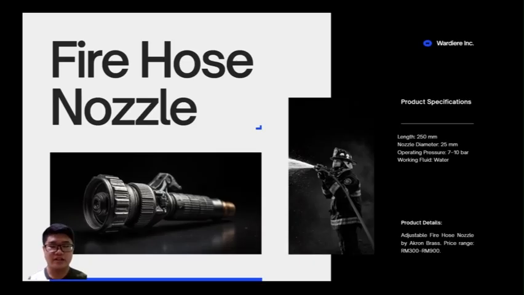This application clearly demonstrates how momentum flow analysis is used in real engineering. It also shows why understanding fluid mechanics is important for designing firefighting equipment that is efficient, reliable, and safe to use. That's all for my part.